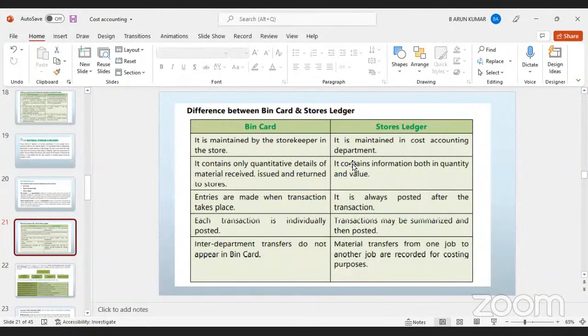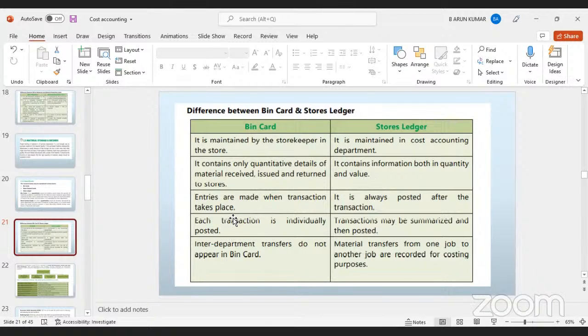But the stores ledger contains the information both in quantity and value: how much quantity of material is there in a particular store A, and how much value of that particular store A's materials. They maintain this in the stores ledger.